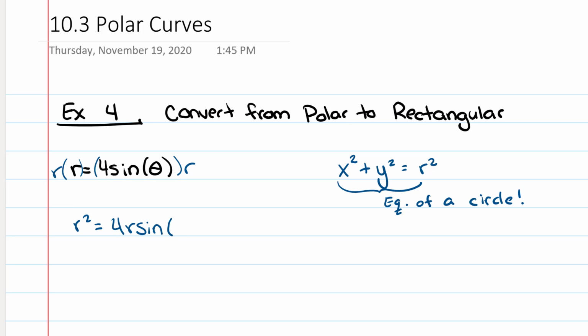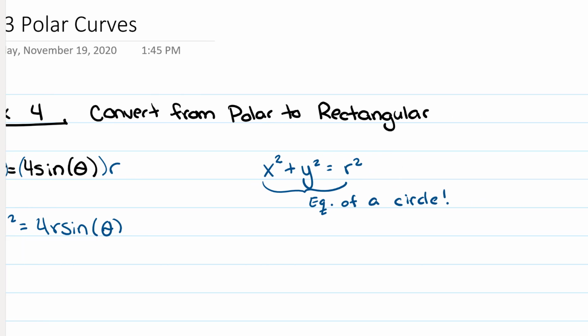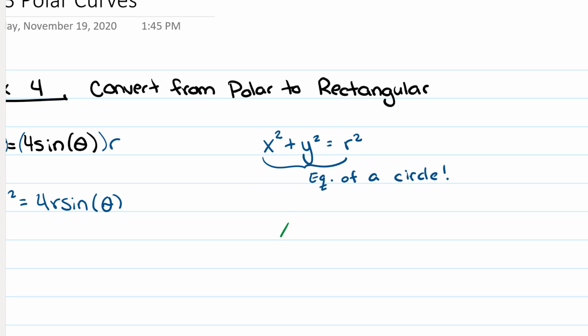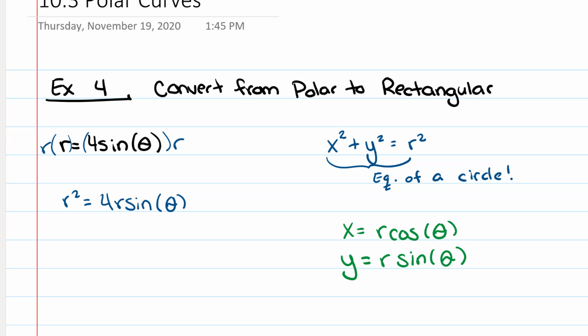4r sine of theta. Now there is something else you need to remember, and this is back from parametric functions, is that x is equal to r cosine theta, and y is equal to r sine of theta. So right here, I have an r sine of theta, and my goal is to have no r's and no thetas. Well, I have r sine of theta is equal to y, so this becomes r squared equals 4 times y.